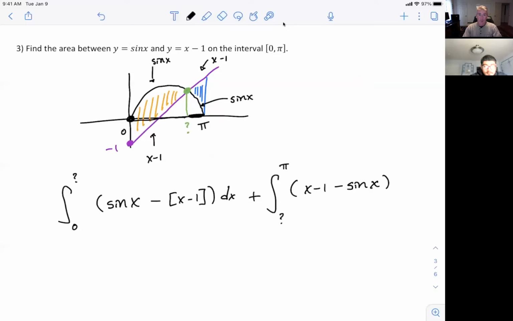Now, before I can do all that integrating, I still need to find out where that green question mark is. So in other words, where does sine of x equal x minus 1? And that is a good time to use Newton's method. So this one has a combination of section 6.1, at least in the book that we use, find the area between two curves, and then back in chapter 5 when we did Newton's method.